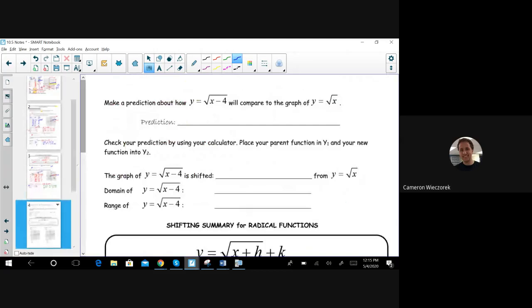So make a prediction about this one. What do you think is going to happen if I throw a -4 underneath the radical? Where is it going to move it? Make your prediction, and then we're going to check it on the calculator.